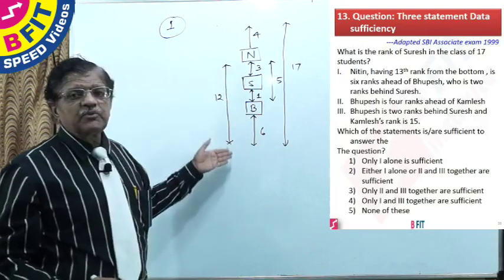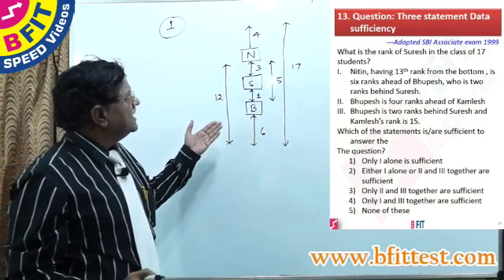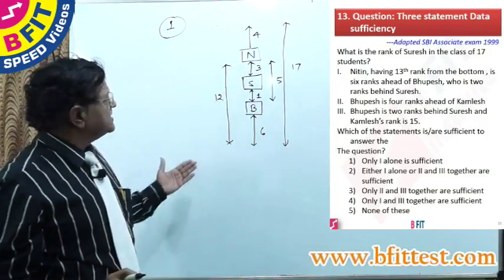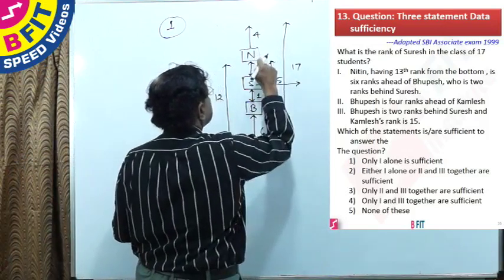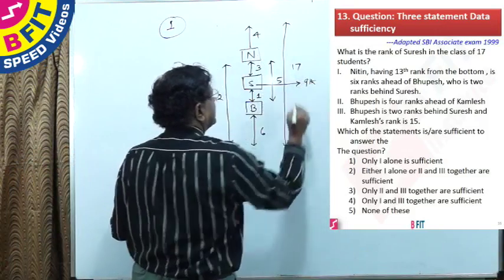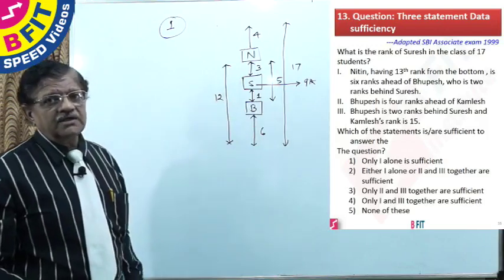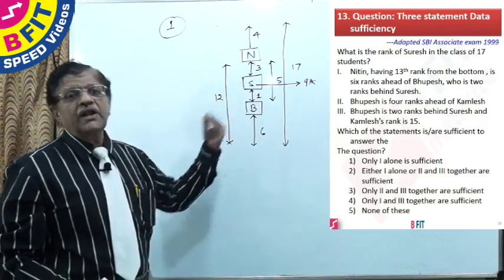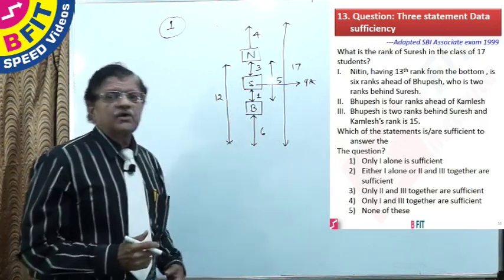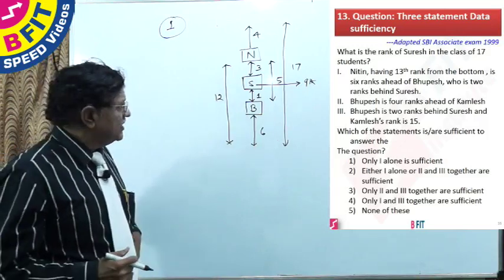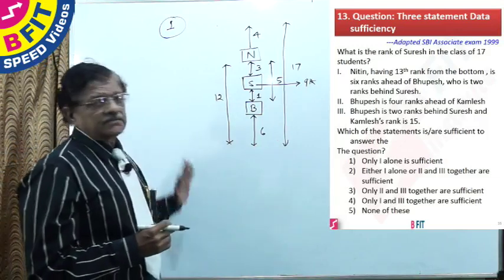So now we have mapped the position of all the persons. Now what is the question? What is the rank of Suresh in the class? Suresh is here. The rank of Suresh is 4 plus 1, 5 plus 3, 8, 9th. In the class, Suresh's position is 9th, which we can draw from the data contained in statement 1 alone. But we cannot stop with this. We cannot tick option 1 and go, because we have to verify the other options also. What is the other option? Either 1 alone or 2 and 3 together.